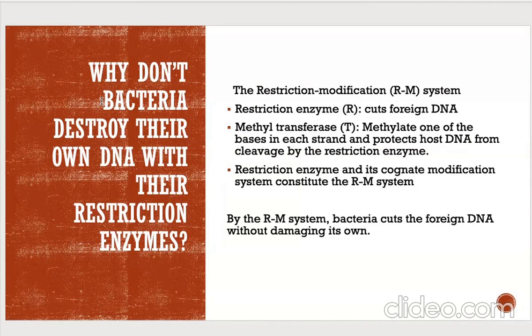So the question is, why don't bacteria destroy their own DNA with their restriction enzymes? There is the restriction modification system, the RM system. There is the restriction enzyme R, which cuts the foreign DNA, and there is methyltransferase M, which methylates one of the bases in each strand and protects host DNA from cleavage by the restriction enzyme. Restriction enzyme and its cognate modification system constitute the RM system. So by the RM system, bacteria cut the foreign DNA without damaging their own.